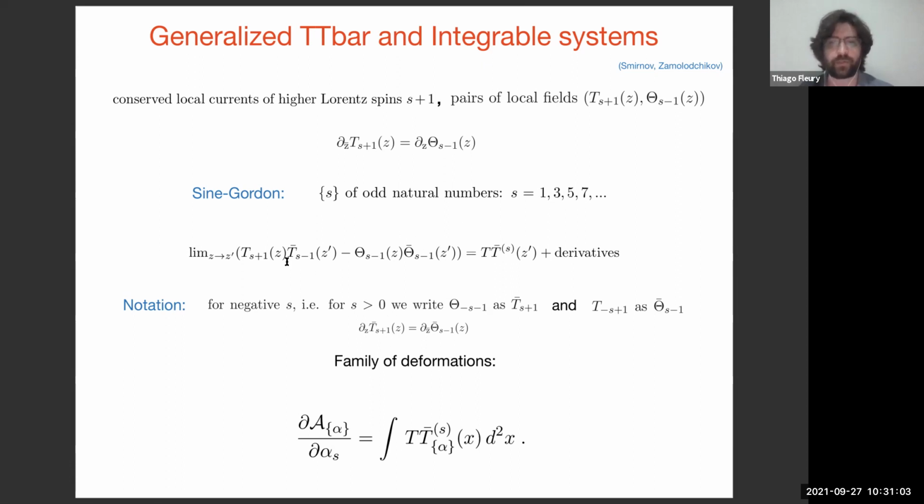There is some notation here. So fields with bars are related with fields through this map here. And then you can define a new family of deformations that is triggered by this generalized TTbar. So this is what I mean by generalized TTbar.